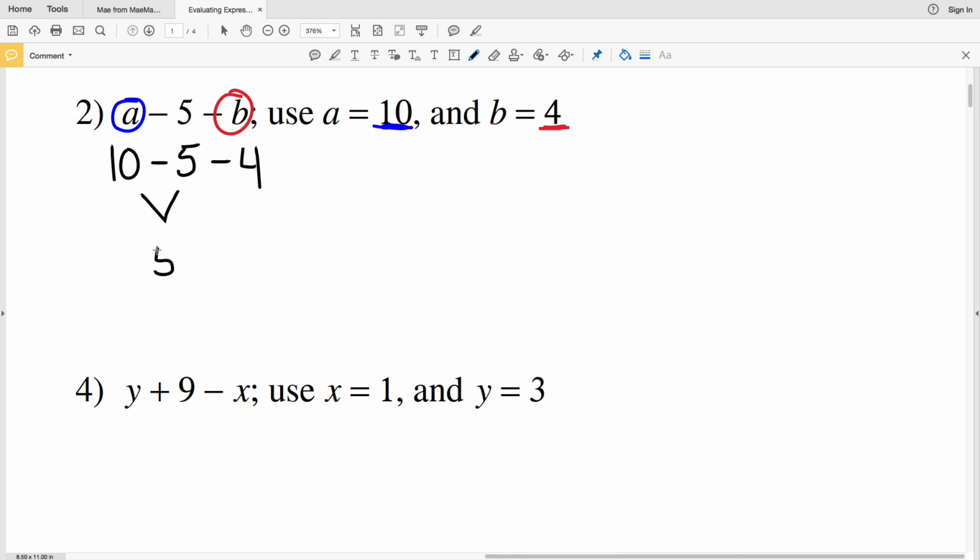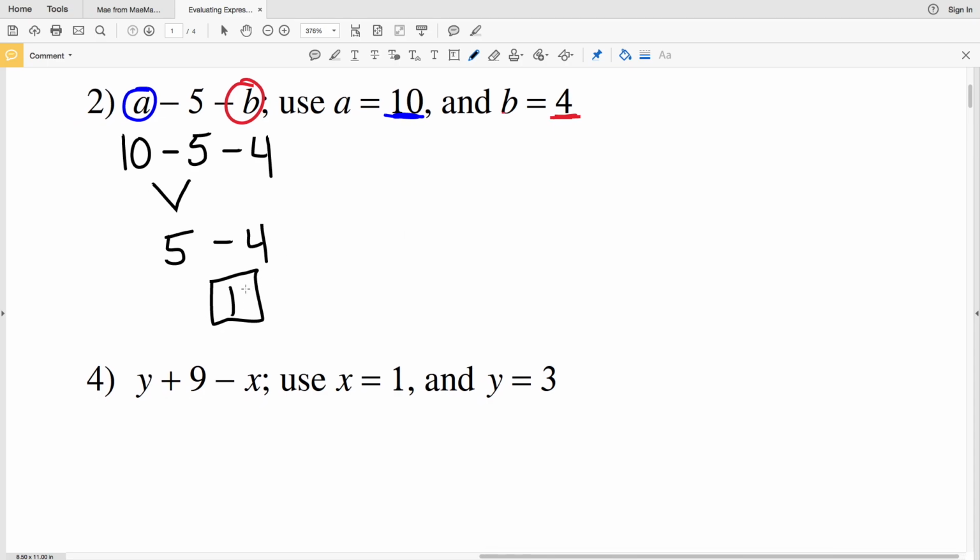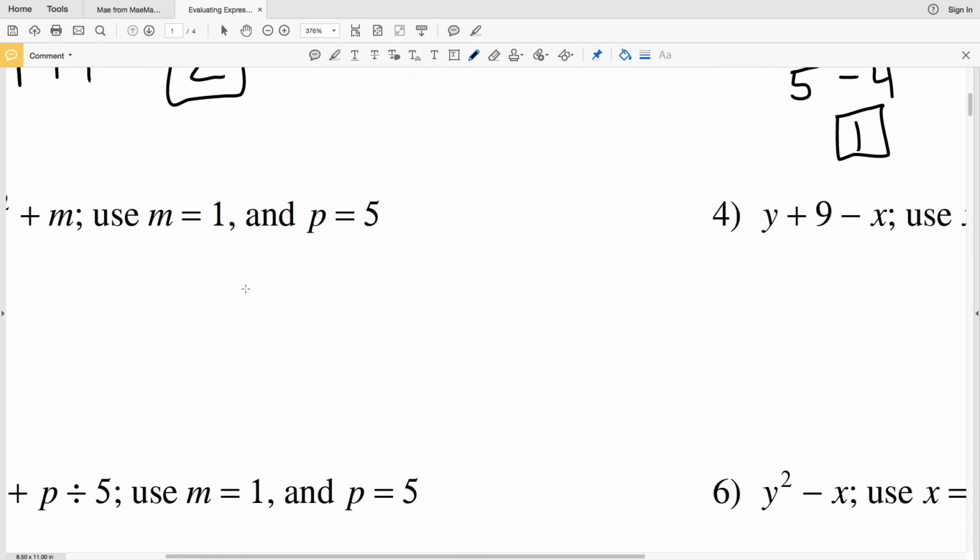10 minus 5 is 5. 5 minus 4 is 1. So the answer to number 2 is 1. And if you didn't notice, I like to box my answers to separate it from the work. So each of my answers are boxed.